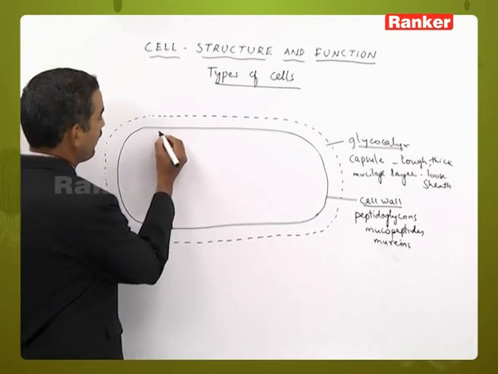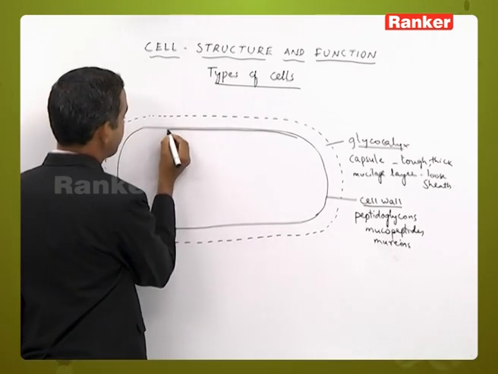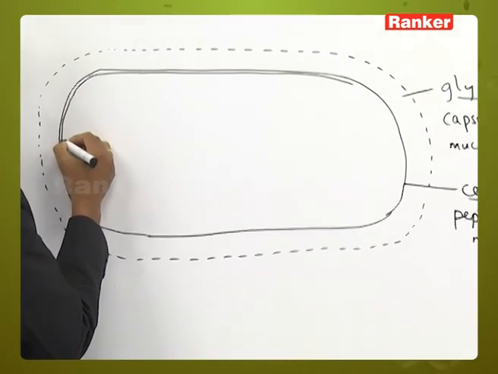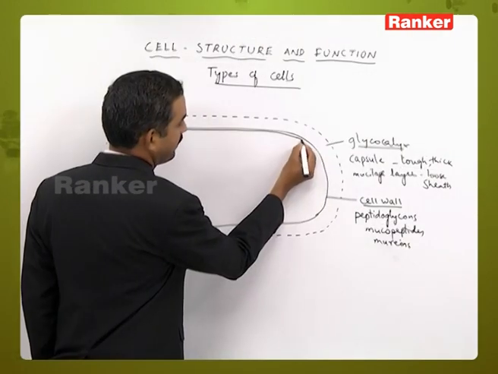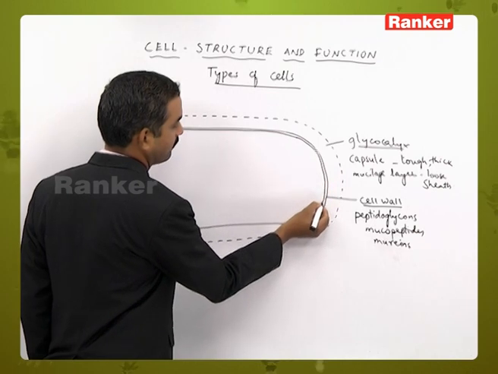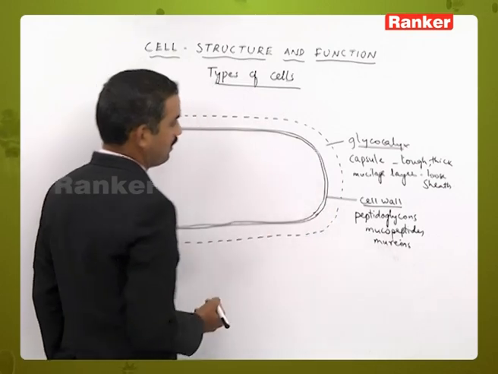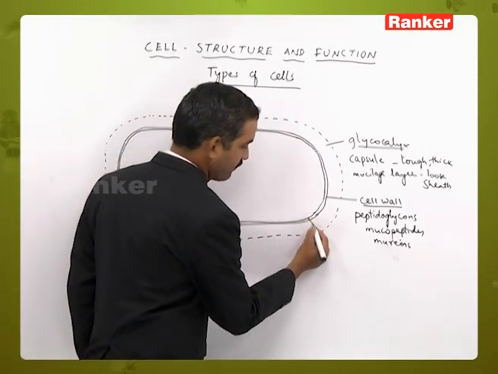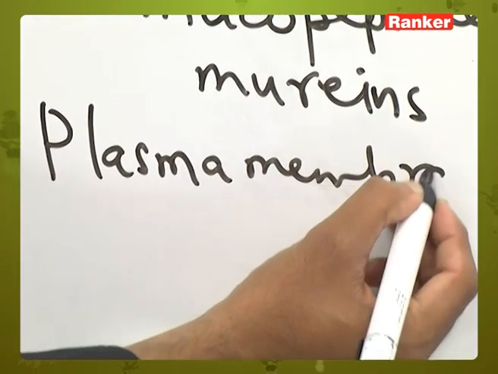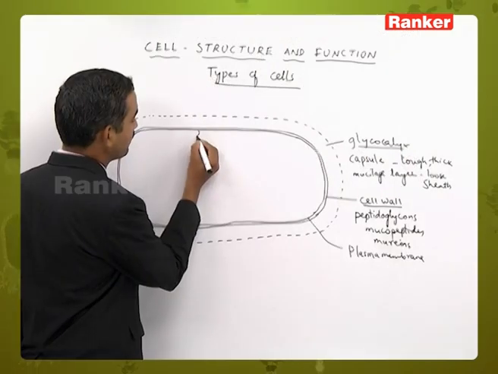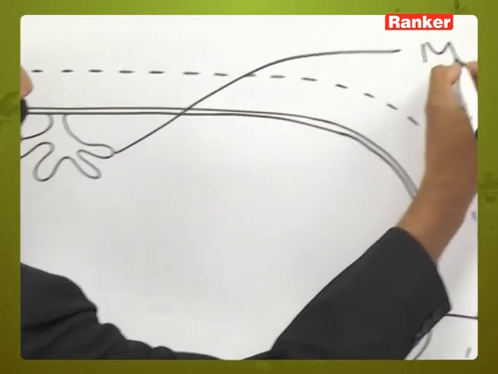Then inside the cell wall we can see the plasma membrane. The plasma membrane of the bacteria is a normal plasma membrane, like that seen in a typical eukaryotic organism, made up of lipoproteins. And in the plasma membrane, here and there we can see some inner foldings like this. These inner folding-like structures are called mesosomes.